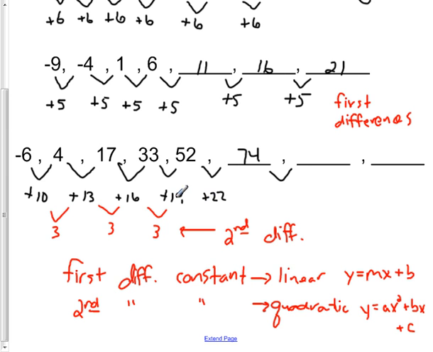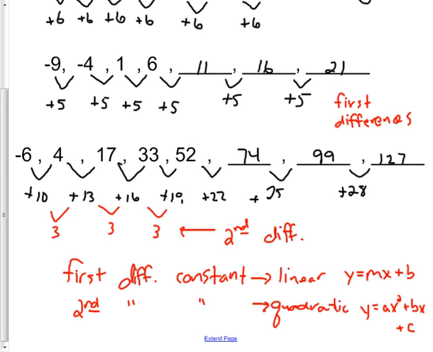74 plus, let's see, we go up by 3, go up by 3 again, is 25. So 74 plus 25 is 99. And then next we go up by 28. 99 plus 28 is 127. So that would be our next three terms. Okay, so this is the first part of today's activity.